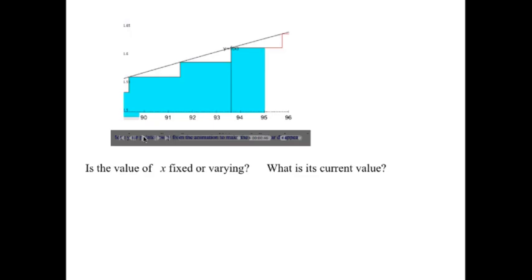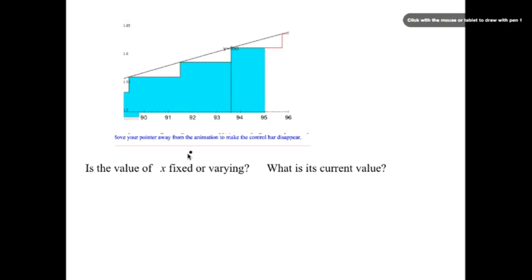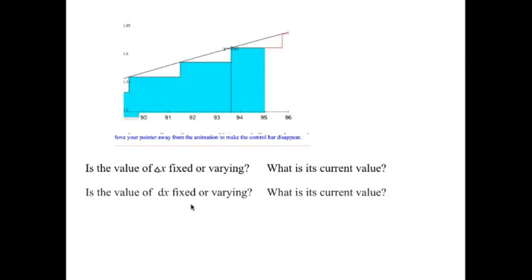First question is: the value of delta x, is it fixed or varying in this situation, and what is its current value? Okay, so that's going to be your first question. Your next question is the value of dx, is it fixed or varying, and what is its current value?